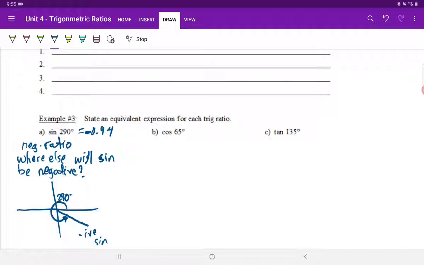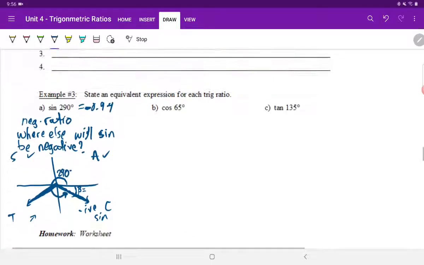First, ask yourself, where else will sine be negative if we follow the CAST rule? It'll be positive here and positive here. It'll only be negative in the 3rd quadrant. So our terminal arm needs to be somewhere here in the 3rd quadrant in order for them to be an equivalent expression. And watch this. If we find beta, what does beta equal here? 360 minus 290.